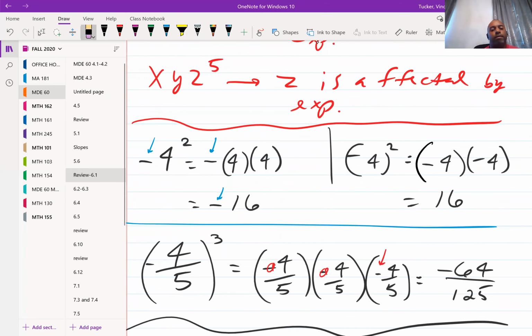All right, next one we have -4/5 raised to the 3rd power. So it's -4/5 times -4/5 times -4/5. But a negative times a negative is going to turn positive, so 2 of those negatives will cancel to a positive, but there's still 1 left. So that's why your result would be -64 over 125. 4 times 4 times 4 is 64. 5 times 5 times 5 is 125.